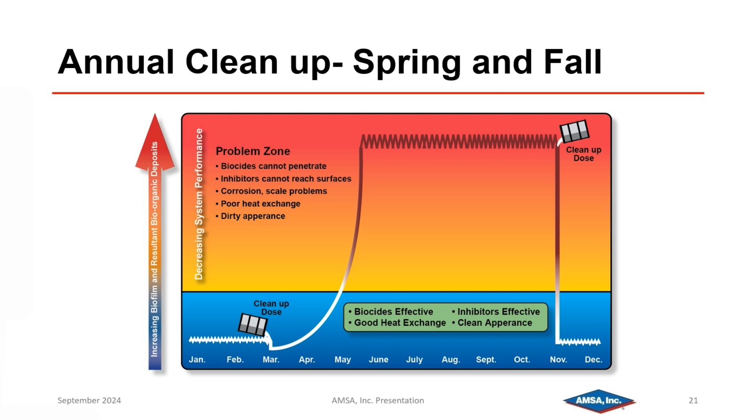Inhibitors are not able to reach the surface. You can see over the months of May through November, this system's pretty much working in the problem zone. And there are a high level of costs for chemicals as well as energy needed to deliver the cooling required from this cooling water system. Then, after the cooling season, as the temperatures start to get cooler, a cleanup dose is administered to prepare it for the winter months. I would argue this is not the best way to run a cooling water system.